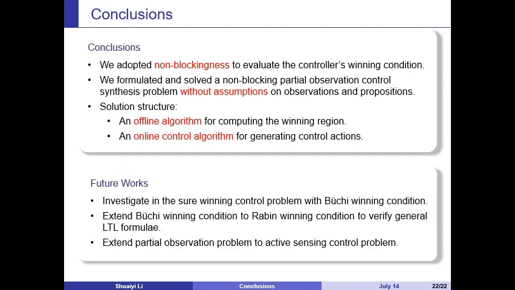A short conclusion. We adopt non-blockingness as a metric to evaluate the winning condition, and we formulate and solve the non-blocking control synthesis problem for a special type of LTL tasks without assuming the relationship between observations and properties. And we provide a solution structure with offline winning region construction and online control. In the future, we plan to investigate the sure winning control problem under this setting and extend to general LTL tasks and the active sensing problem.